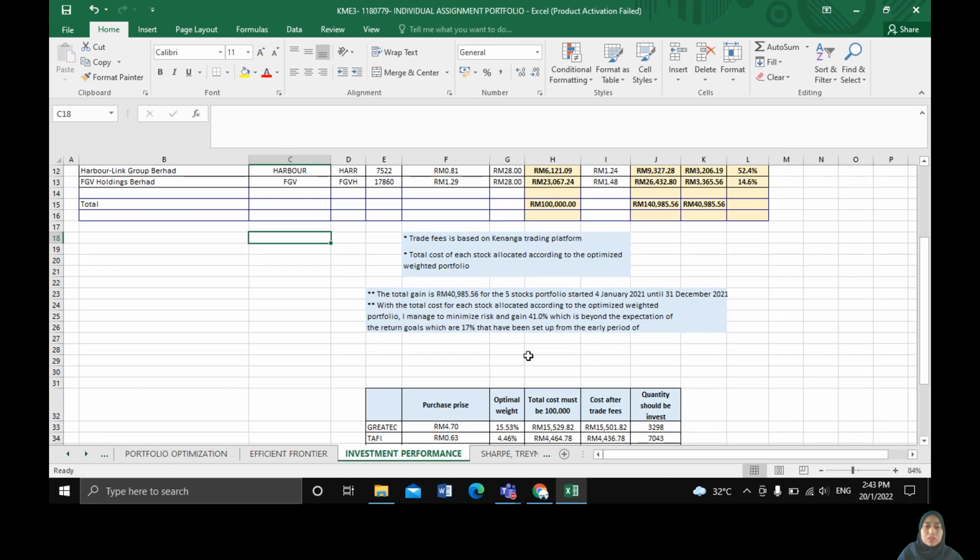With the total cost for each stock allocated according to the optimized weighted portfolio, I managed to minimize risk and gain 41%, which is beyond the expectation of the return goal, which is 17%, that I set from the early period.